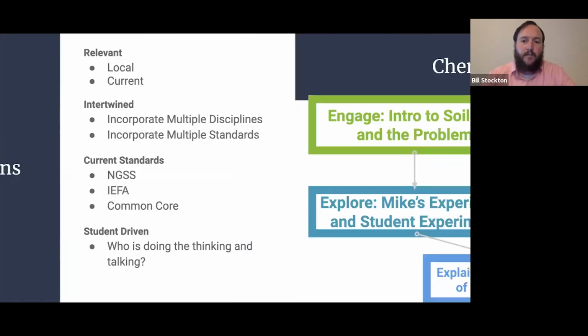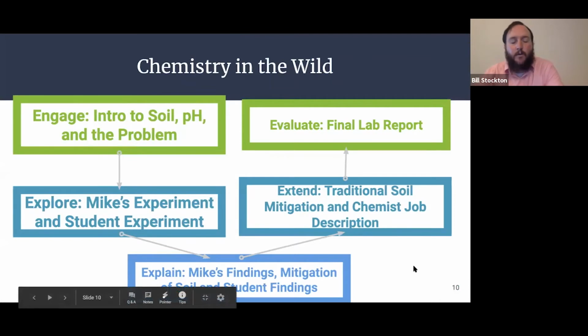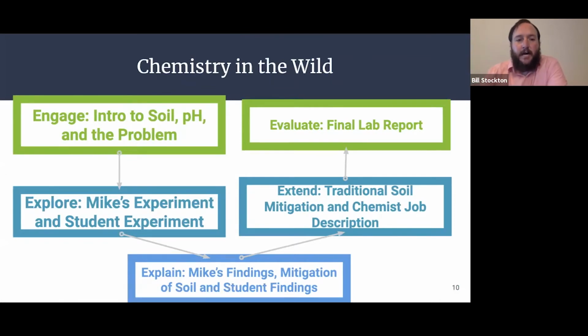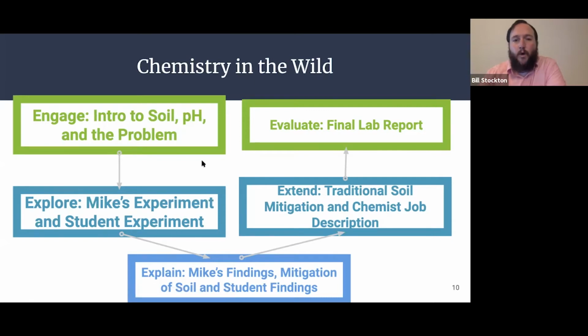So the progression that I created for this, and like I said, this is still a work in progress, and we're not going to look at all of these pieces, but you can see I've followed the 5E model, where you start by engaging your students in three little components. One is what soil really is, what pH is, and then the problem that Mike was seeing. They would be introduced to that problem through some videos with Mike and also some of the readings.